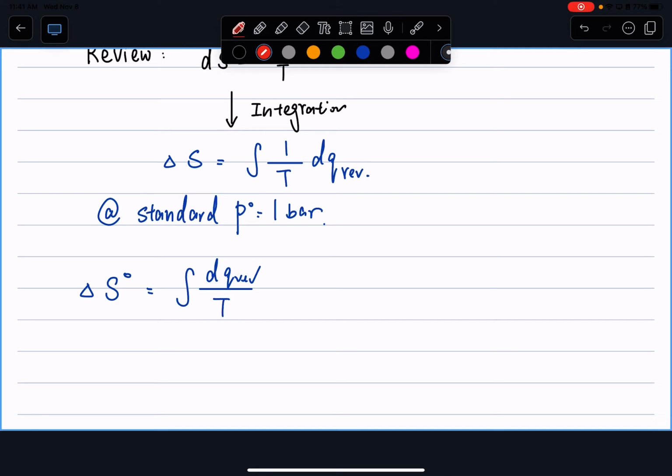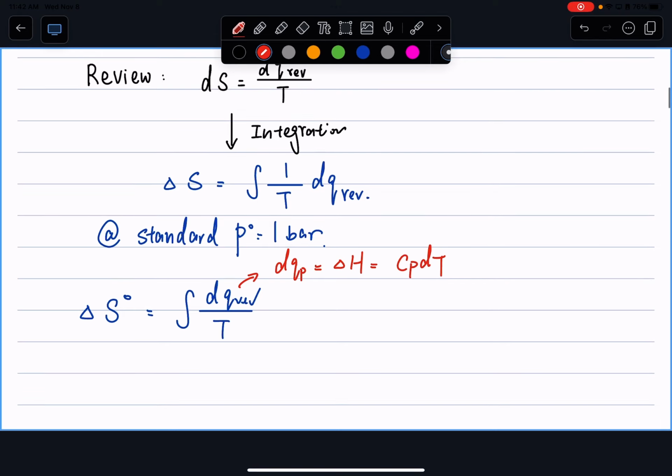Now, in this case, when we're having the standard state, the pressure is the same. So your dqP equals delta H equals Cp dT. So we've done this derivation several times, and you should now be familiar with how we get it from the original definition to this integral of Cp over T dT. All right, so that's a quick review, just to refresh your memory on entropy.